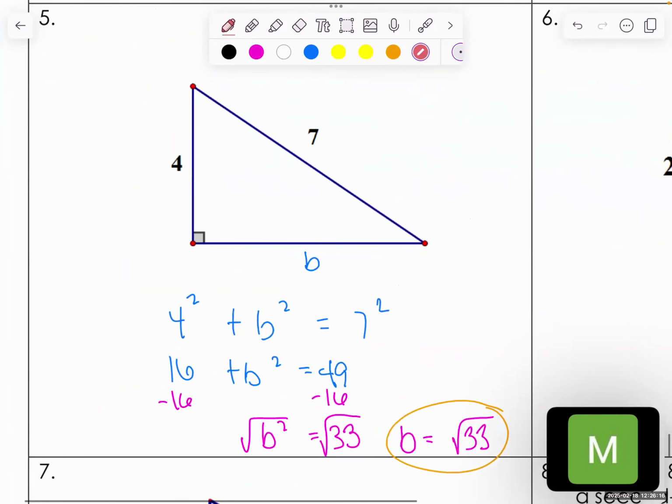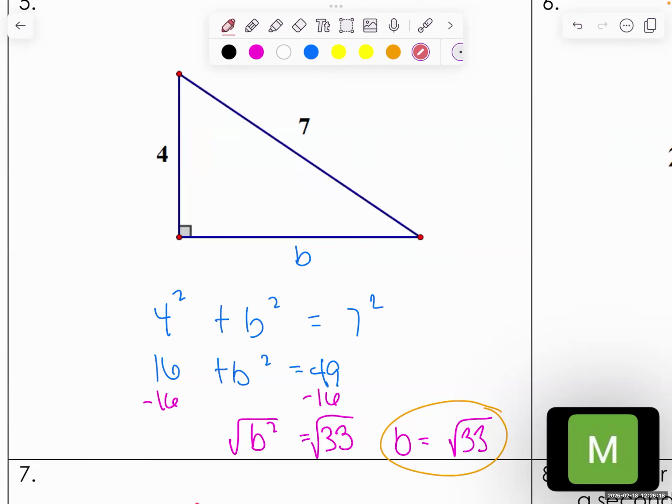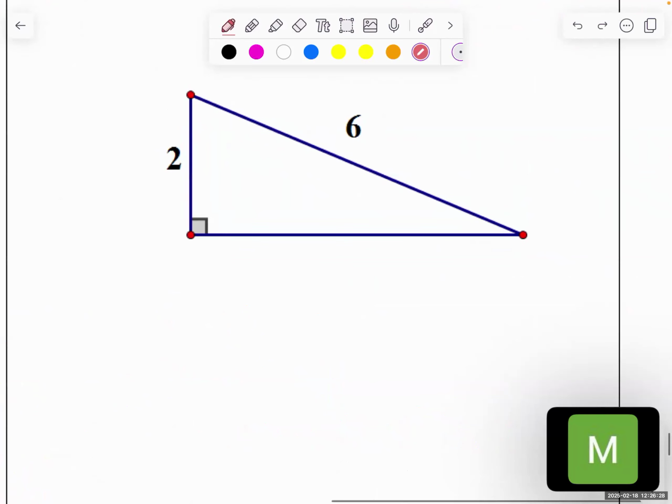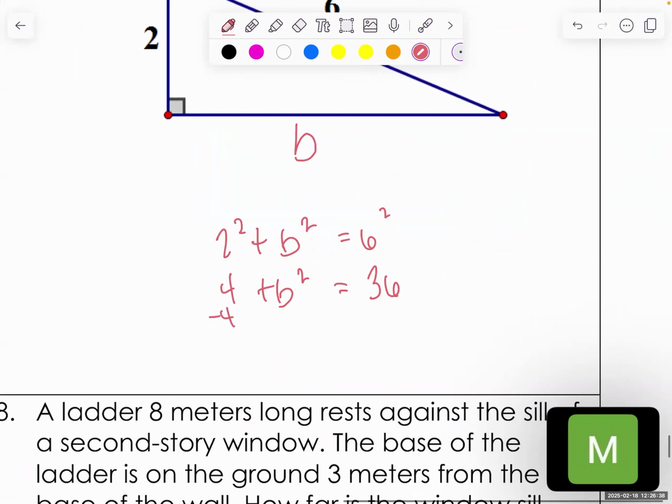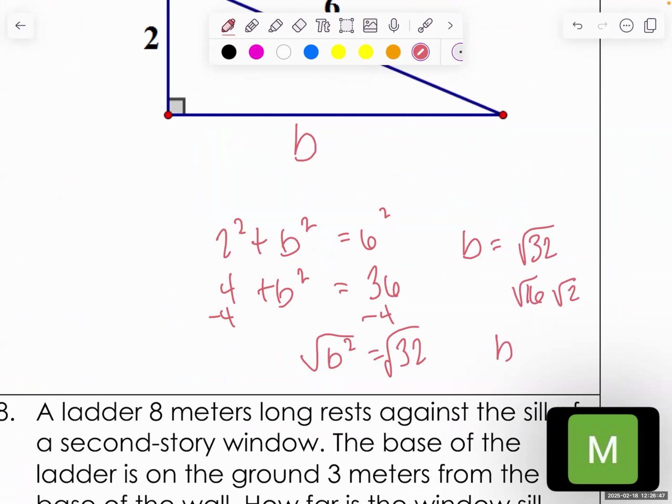So if you look at the work for this one, 4 squared plus B squared equals 7 squared. 16 plus B squared, subtract 16. This does not break down, so B equals square root of 33 is my final answer. Now on this one, when I let this be B, I get 2 squared plus B squared equals 6 squared, so 4 plus B squared equals 36. When I subtract 4, I get B squared equals 32. What you have to be careful with is the square root of 32 breaks down into square root 16 times square root 2. Final answer, 4 square root 2.